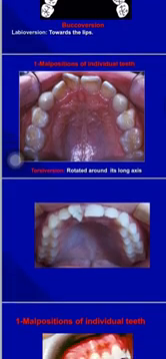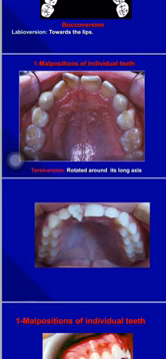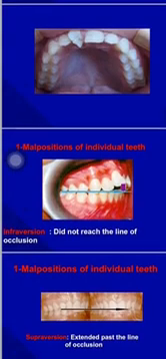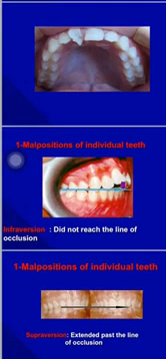Malposition of the individual teeth. Here we can see torsiversion: the tooth is rotated around its long axis. The upper central and the upper right side are rotated around the long axis of the tooth, which leads to rotation. The rotation here is very clear.